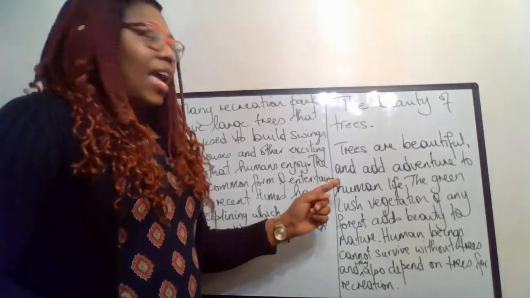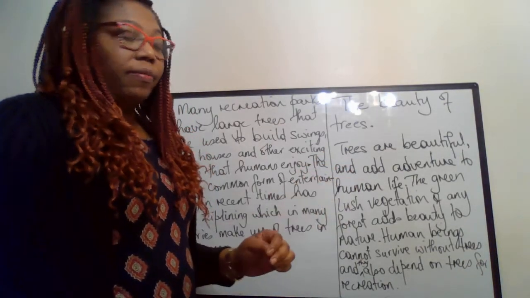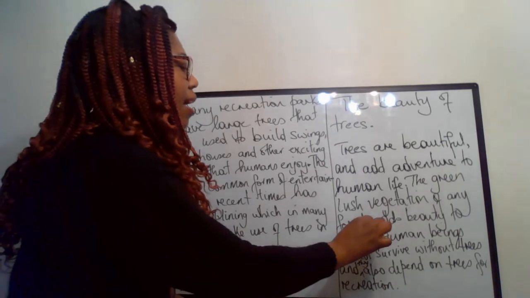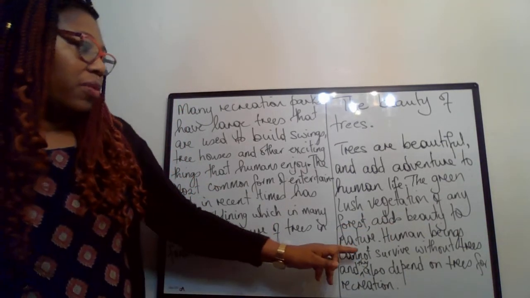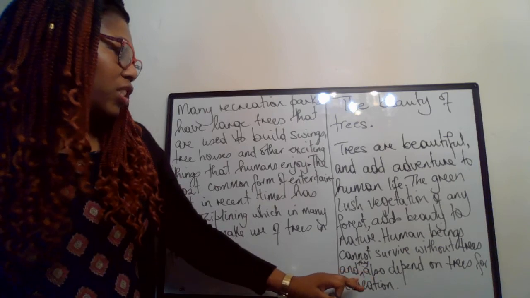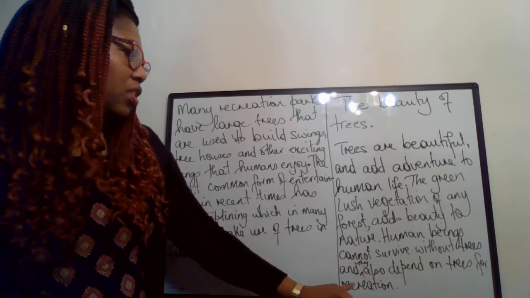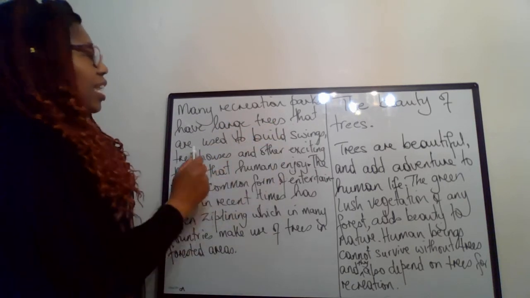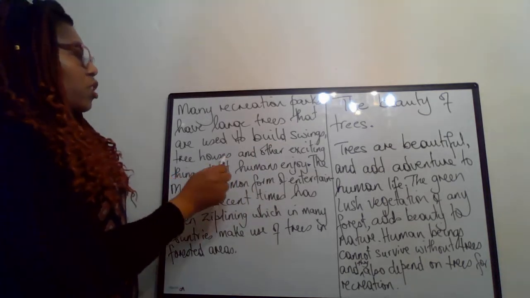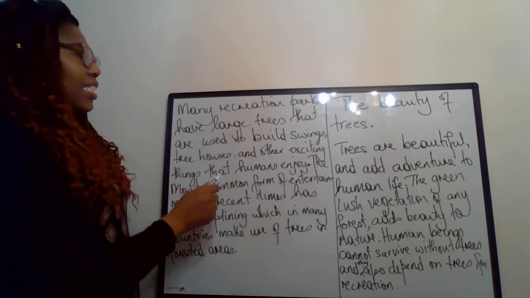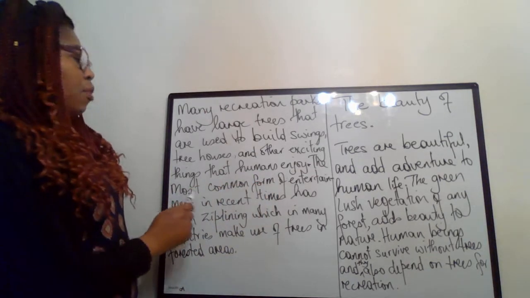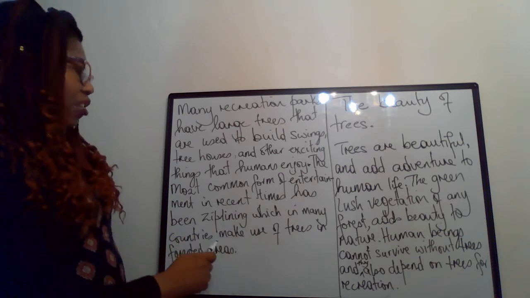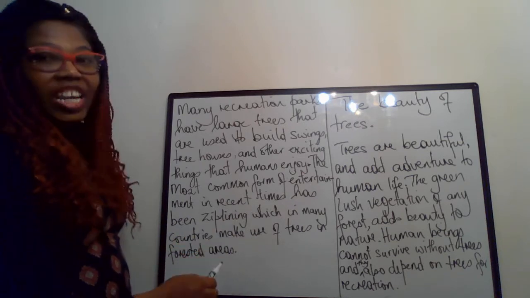Trees are beautiful and add adventure to human life. The green lush vegetation of any forest adds beauty to nature. Human beings cannot survive without trees, and they also depend on these trees for recreation. Many recreation parks have large trees that are used to build swings, tree houses, and other exciting things that humans enjoy. The most common form of entertainment in recent times has been zip lining, which in many countries make use of trees in forested areas.